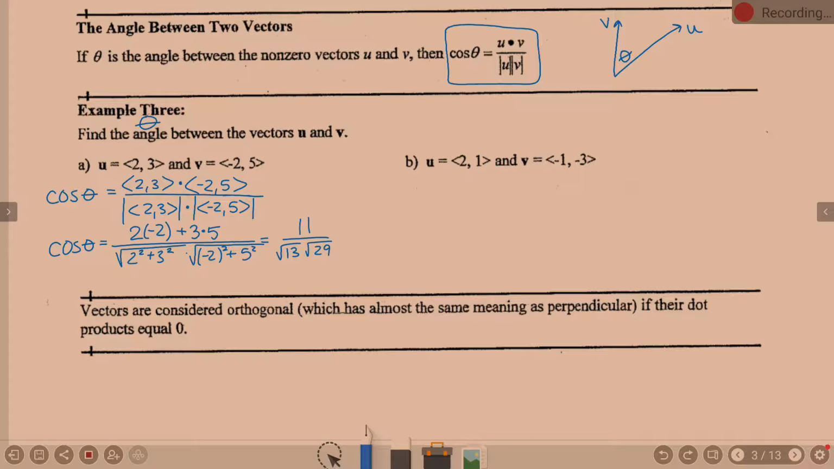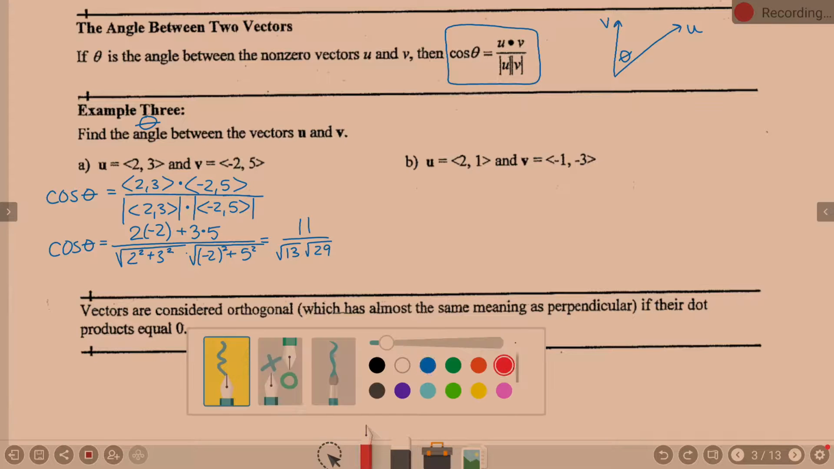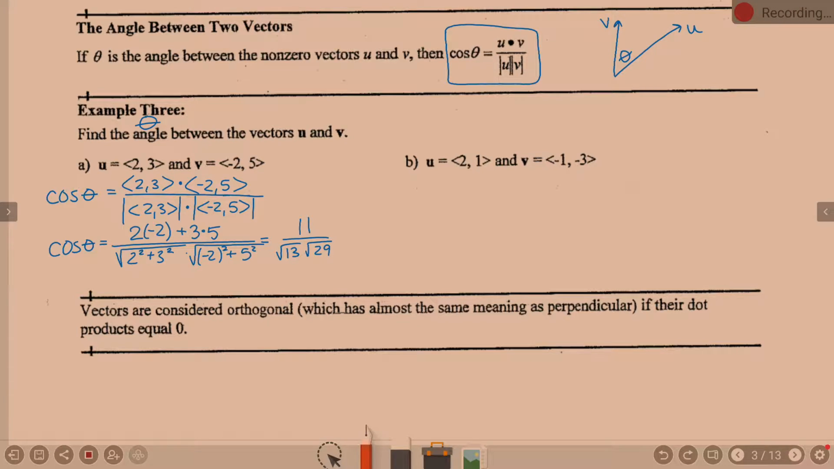Now, realize what we have here, folks. We're not done. Because this originally was what? This is cosine theta. We did all this big fancy stuff in this big fraction. Cosine theta equals what? Cosine theta equals that fraction, 11 over square root of 13 and square root of 29.